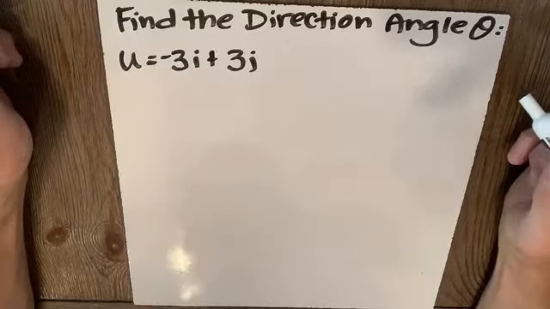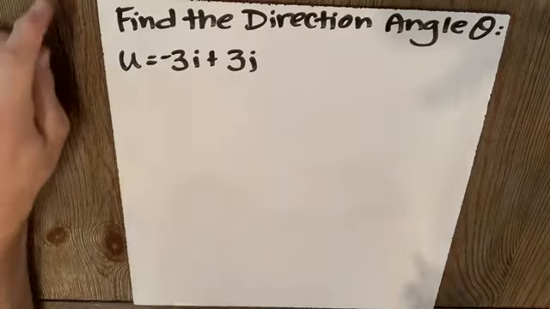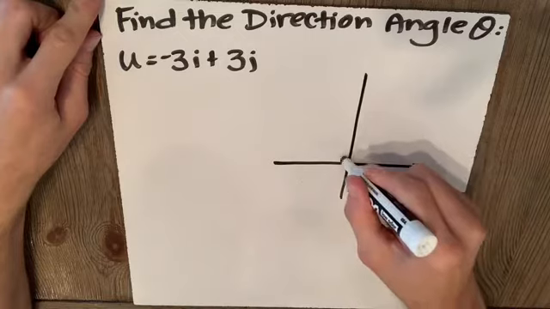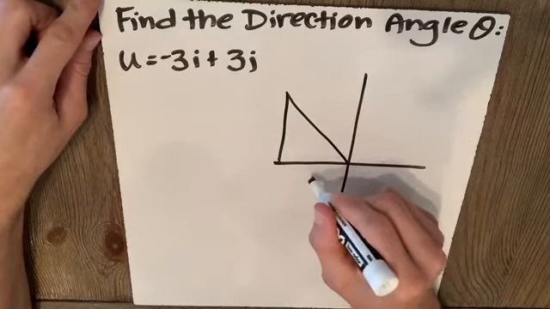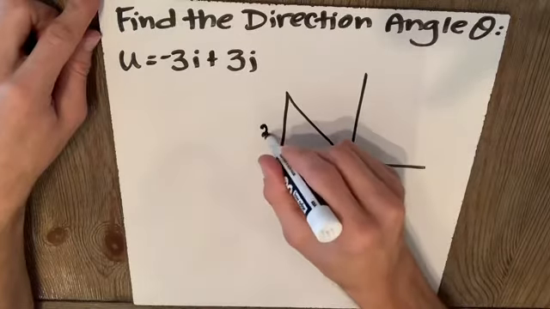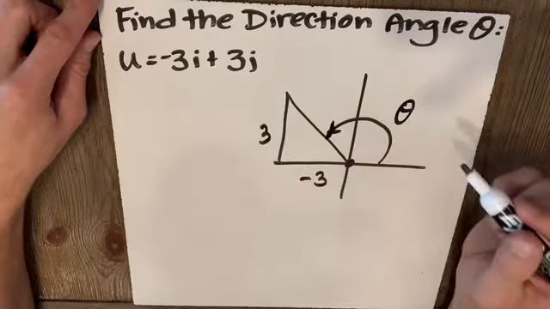Find the directional angle theta for u equals negative 3i plus 3j. Well, look what they've given us. They've given us the x component and the y component. So they're telling us from 0, 0, go negative 3 and 3. And so here is our directional angle theta.